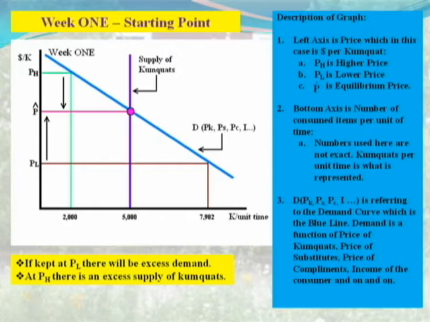3. D, with all those factors in the parentheses, is referring to the demand curve, which is the blue line. Demand is a function of price of kumquats, price of substitutes, price of complements, income of the consumer, and on and on.